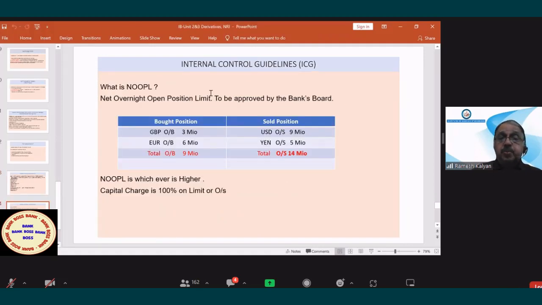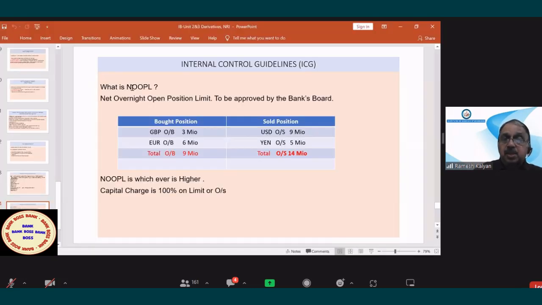This is the net overnight open position limit. This is to be approved by the board. Here that point is NOPL, what we call net overnight open position limit. Because at the closure of any day, our exchange position will show different positions. Long position will be, as an example, GBP and Euro long, whereas dollar and yen are short. You will take the total, this is 14 million, this is 9 million. This is a tricky one.